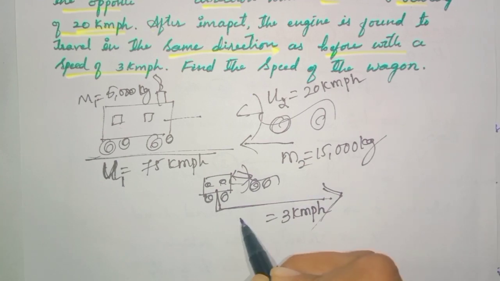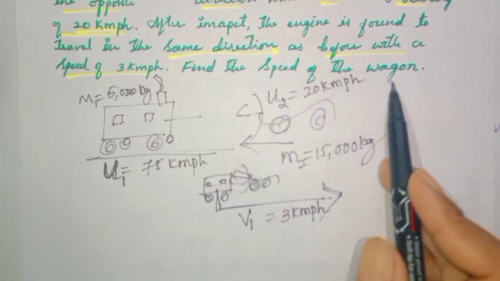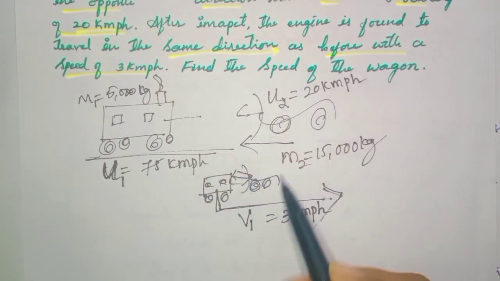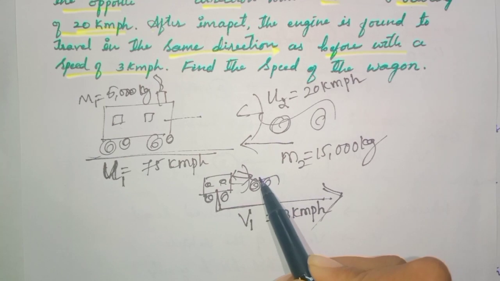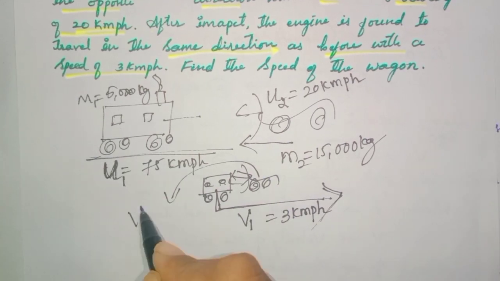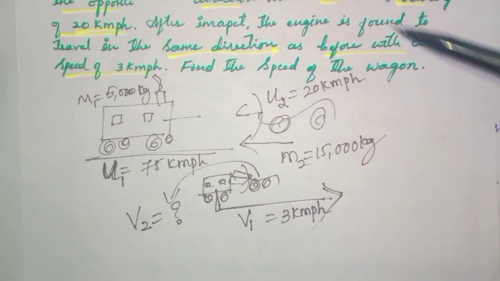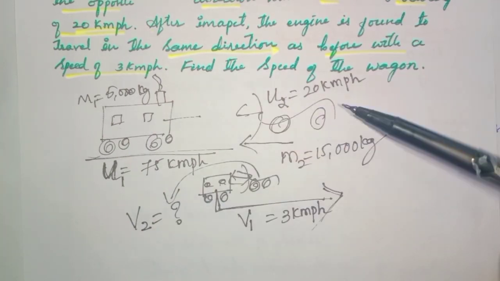So what is this velocity? This is the final velocity of the engine. So we write it as v1. Okay, then find the speed of the wagon. Then what happens after the collision, with which velocity this wagon will travel? That's what we have to calculate. V2 is equal to question mark. Is it clear? So whatever the rough diagram we have drawn, using this diagram we will write the data easily.